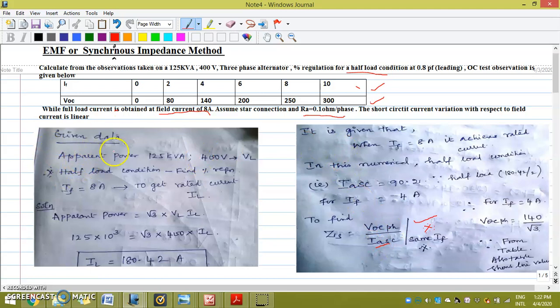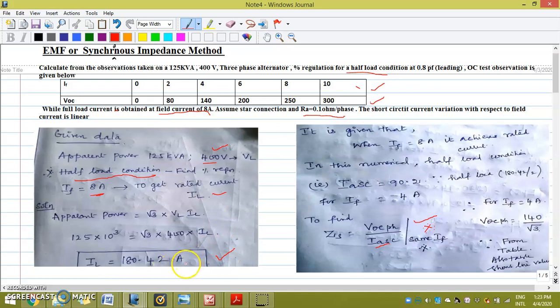They have given the apparent power, 125 kVA, 400 volt. This is the rated line voltage, the rated voltage of the alternator, and we need to find the percentage regulation at half load condition. They have also given a hint that when your field current is 8 amps, right? So let us find the rated current first. We know that kVA is equal to root 3 VL IL. From that I find the rated current as 180.42.